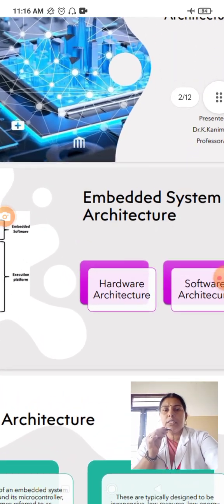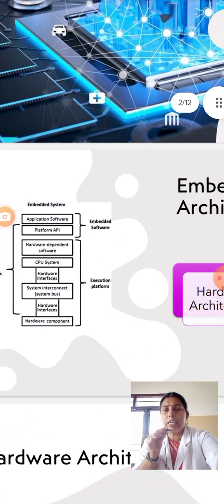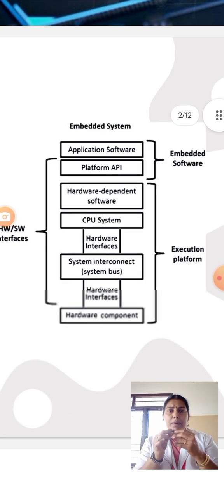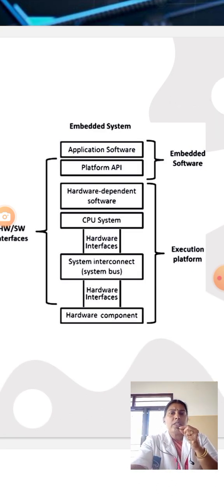It is shown in this block diagram. So here you can see the hardware architecture. So embedded system has got software: application software, platform API, hardware dependent software, CPU system. Next, the hardware interfaces are hardware interface, system interconnect, system bus, hardware interfaces and hardware component. So these embedded softwares and collectively this hardware which performs the execution platform together will be forming the basis of an embedded system architecture.